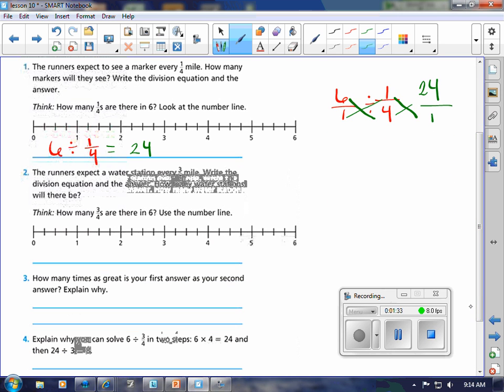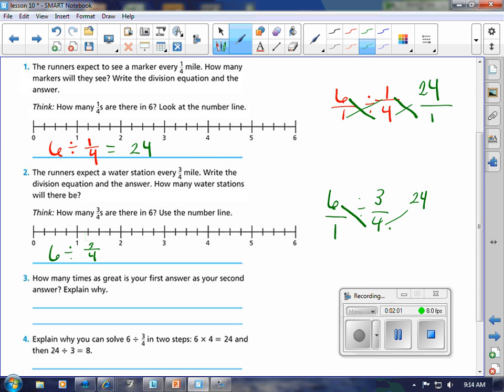The runners expect a water station every 3/4 of a mile. Write a division equation to show the answer. How many stations will there be? So we're going to take 6 again. So we're going to show over here 6 divided by 3/4. Okay, we're going to put 6 over 1. We're going to divide that by 3/4. Now we're going to cross multiply again. 6 times 4 goes to the top, still 24. Okay, and then 1 times 3 goes to the bottom, the denominator is 3.